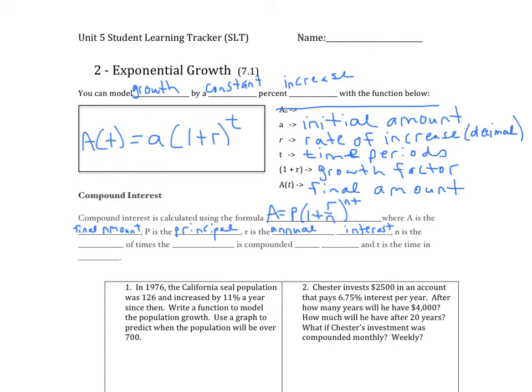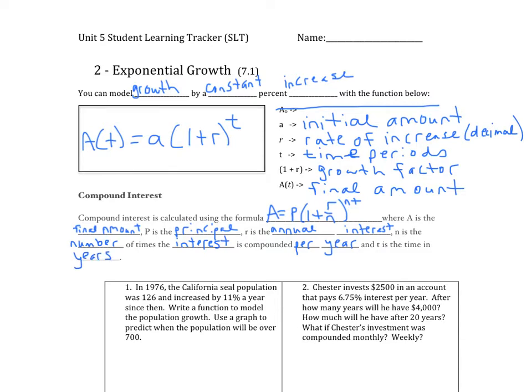n is the number of times the interest is compounded per year. So how many times per year? If it's monthly, it's 12 times. If it's quarterly, it does it 4 times a year. And t is the time in years.